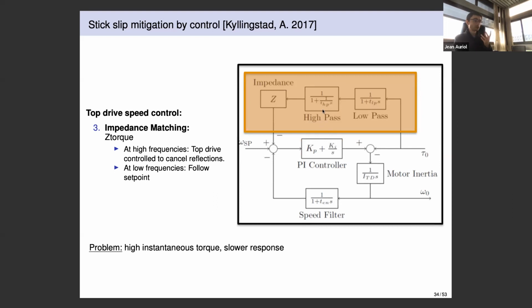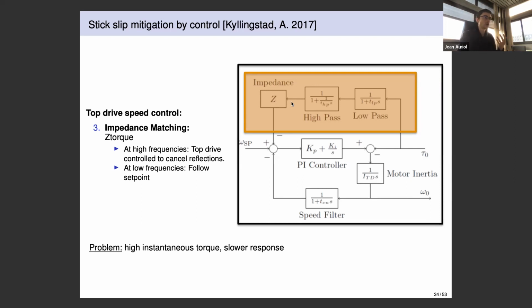So some improvements have then been made to obtain the Z-torque controller. In this new solution, the reflection coefficient at the top is minimized for a wider range of frequencies by measuring the torque between the drill string and top drive. The feedback controller is used to artificially make the top drive match the impedance of the drill pipe. So this is the new part of the block diagram. At high frequencies, the top drive is controlled to cancel reflection, and at low frequencies, you follow the given set point. The problem with Z-torque is that, of course, it might be better, but it's at a cost. You have high instantaneous torque, and you may have a slower response.